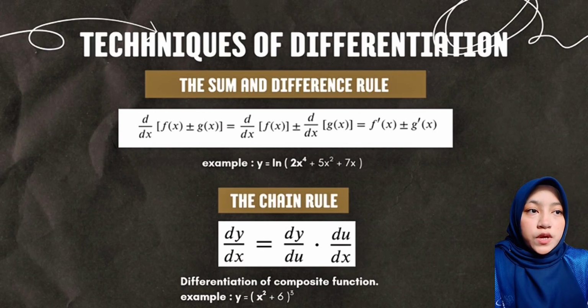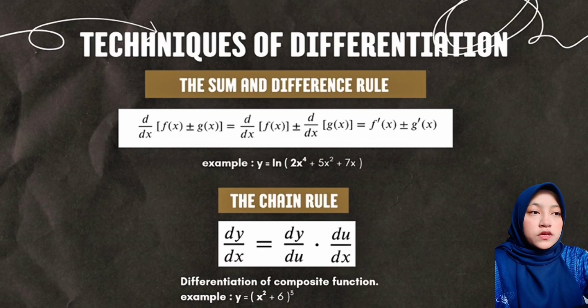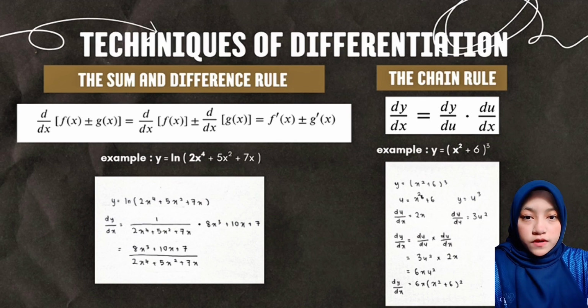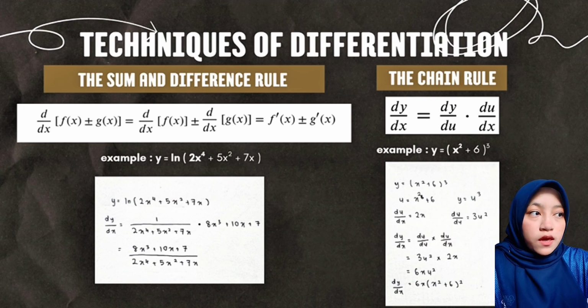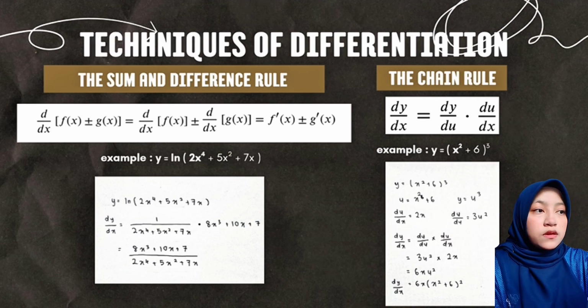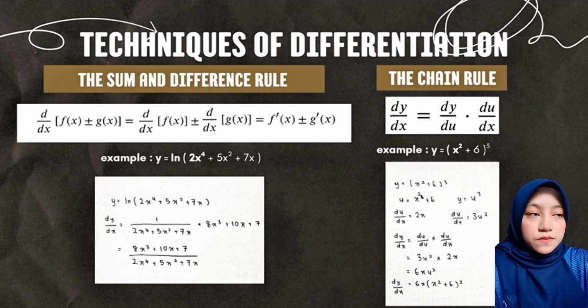Okay, next, I will explain about the sum and difference rule. So, there is an equation: d over dx in bracket f(x) plus minus g(x) equal to d over dx in bracket f plus minus d over dx in bracket g(x) equal to f prime x plus minus g prime x. So what is the meaning of the equation? If we are given an equation and we need to use the sum and difference rule, we know that we can split the equation. And f prime x means f prime x plus minus g prime x. It means that the function has already been differentiated.